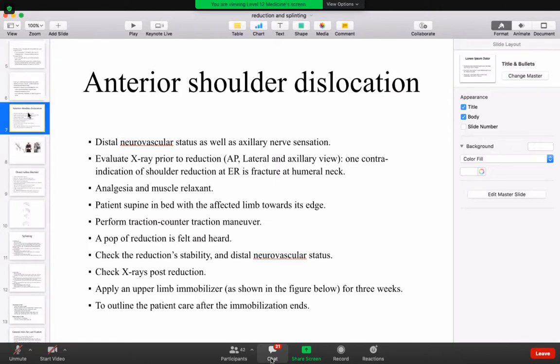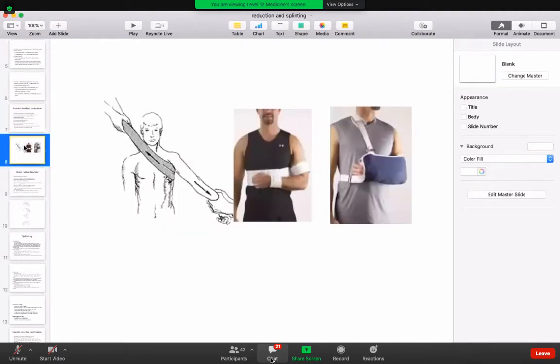Make sure the patient is comfortable, received enough analgesia and sedation. Patient should be lying supine in the bed. One person will perform traction and the other will perform counter traction. It's like in this case. So the person on the right side is performing traction in the same line of the position of the limb. And then the other person wrapped a sheet around the axilla and is doing the counter traction.